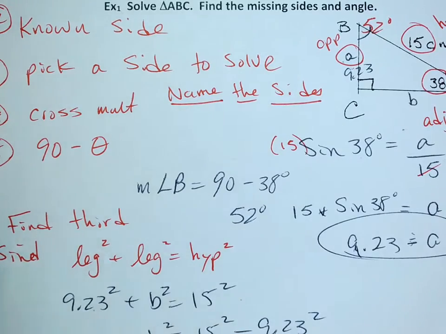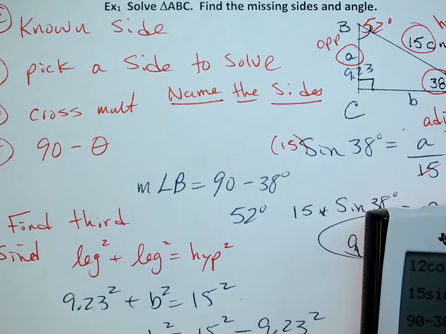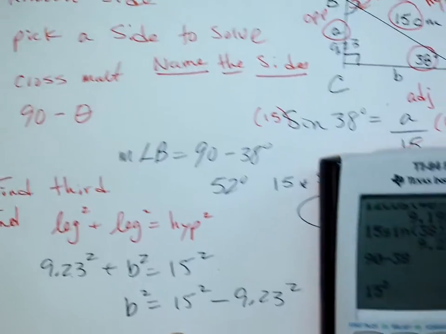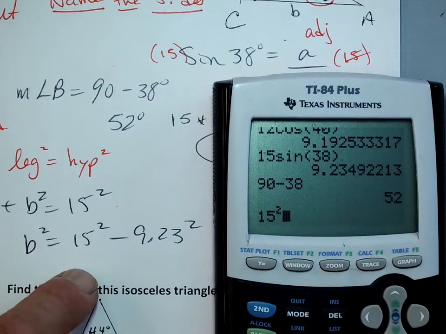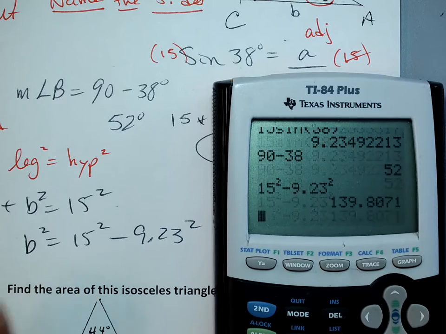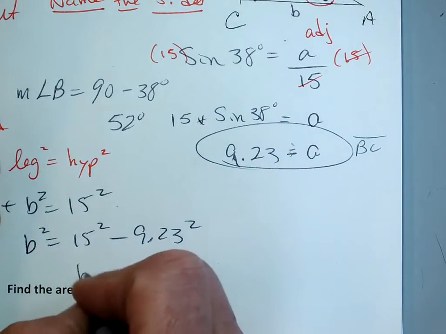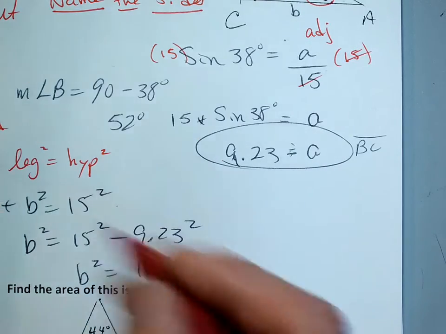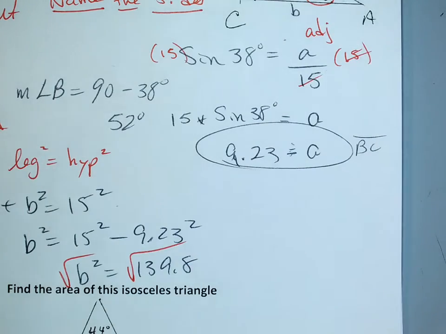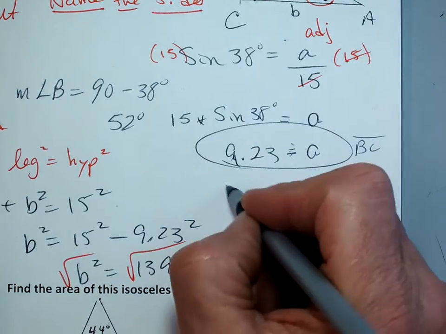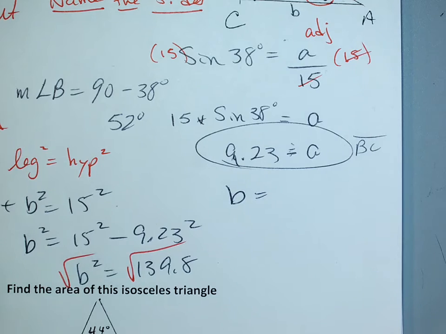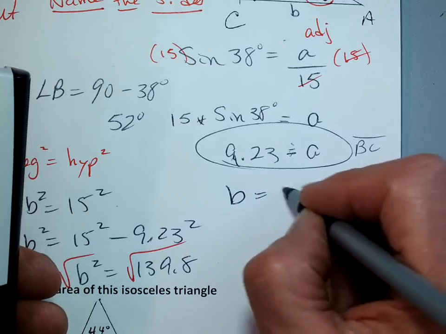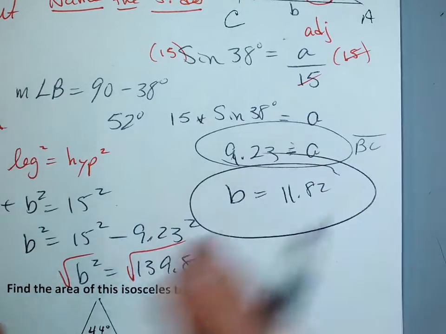Subtract. I'm going to use my calculator to do most of the work. 15 squared minus 9.23 squared. I get b squared is equal to 139.8. So then I'm going to square root, right? And I'll get the value b, the square root of that answer. Give me a second. I got about 11.82. We'll practice this more.